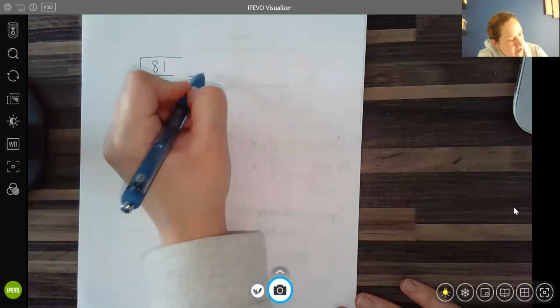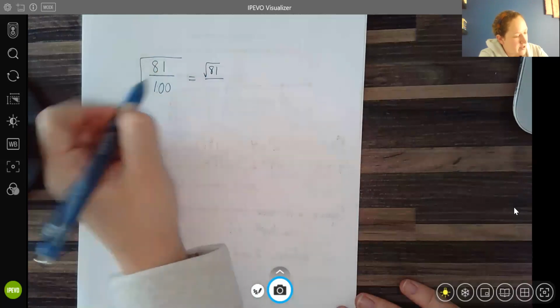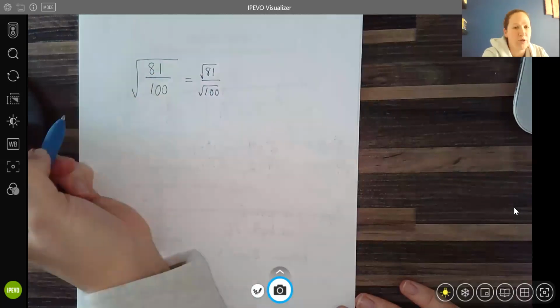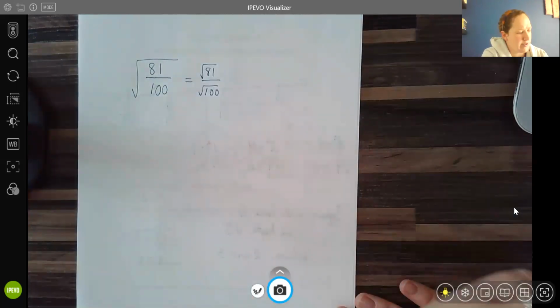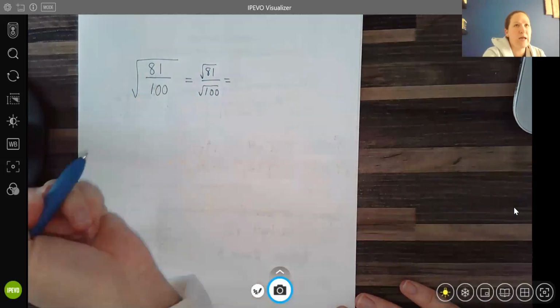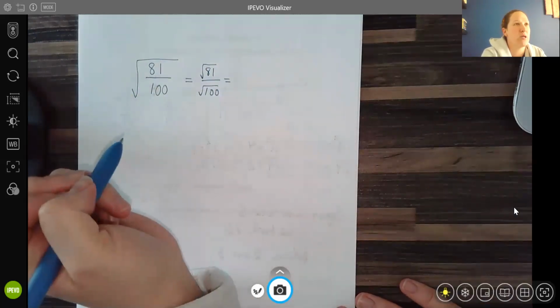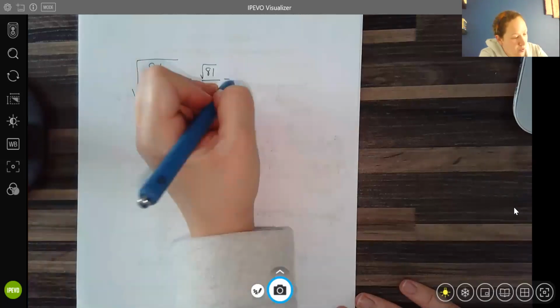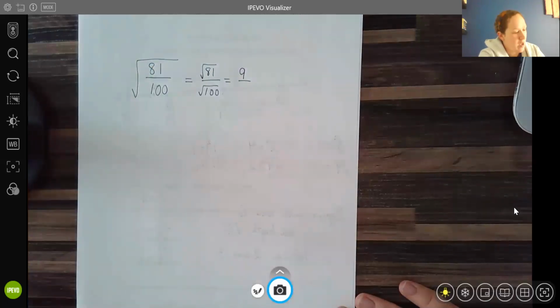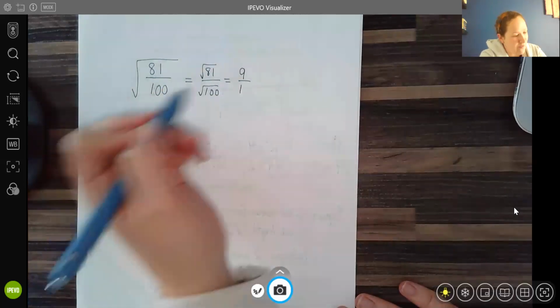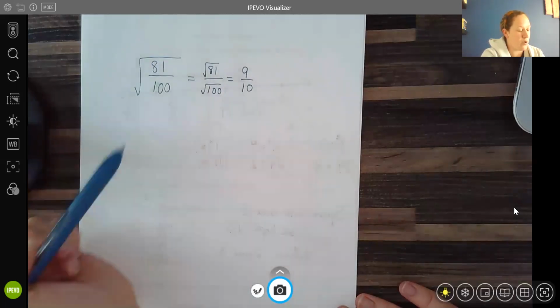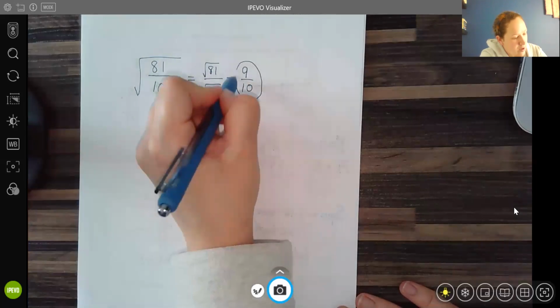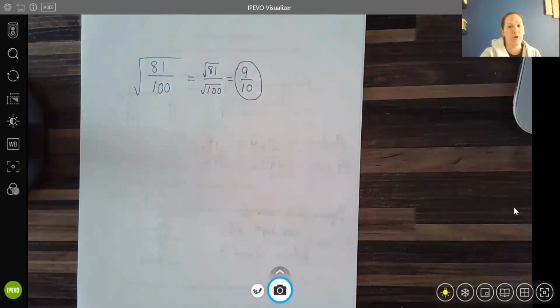So this is the same thing as taking the square root of 81 and dividing it by the square root of 100. So this is a nice way for me to look at it, to really break apart all the pieces. So now the square root of 81, what number times itself equals 81? Oh, that's 9. So the numerator is 9, and my denominator, we just did the square root of 100, would be 10. So the square root of 81 over 100 is equivalent to 9/10. So you can just break apart those 2 pieces.